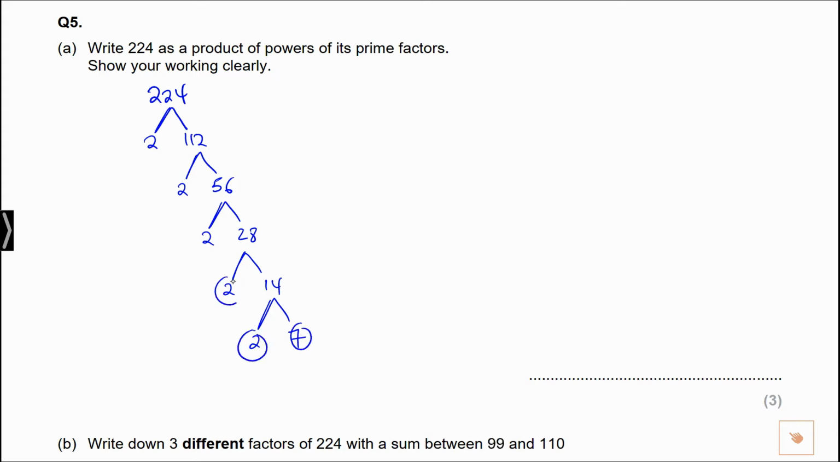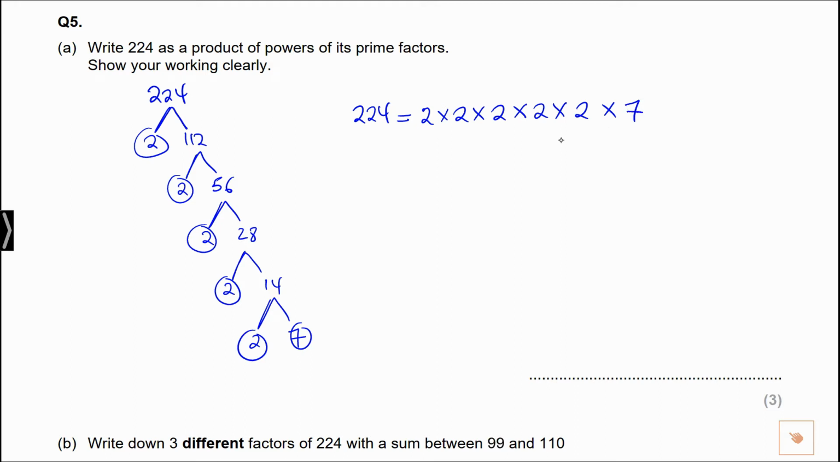Now, all these numbers here are called prime factors. So we can say that 224 is equal to 2 multiplied by 2 multiplied by 2 multiplied by 2 multiplied by 2 multiplied by 7, which is 2 to the power of 5 multiplied by 7.